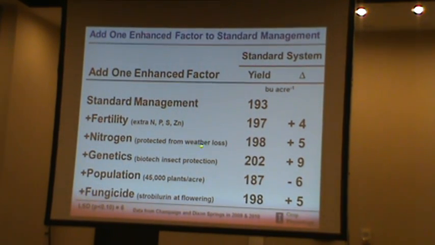If I had the extra nitrogen that was weather protected, I gained 5. If I use the biotech insect protected genetics instead of the refuge, I gained 9. That's the superstar. That's why triple stacks have been so widely adapted, and that's why I'm pretty sure my neighbor has sufficient refuge for me to tap into.